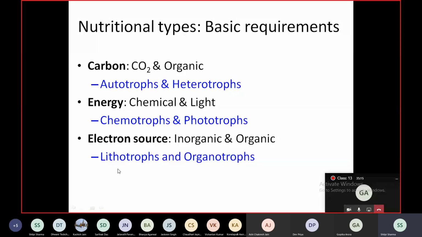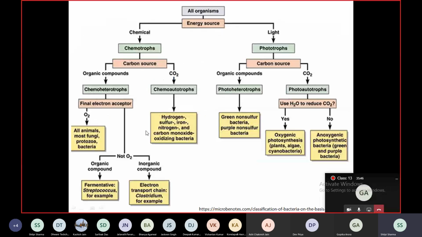And the third requirement for a cell's growth, or for the metabolism also, is electron source. This could be either from an inorganic source or from an organic source, and the terminology is lithotroph for inorganic and organotroph for organic. Now, I've told you about these three terms: auto and hetero are for carbon, chemo and photo are for energy, and litho and organo are for electron source. You can imagine the types when you bring the three requirements together.